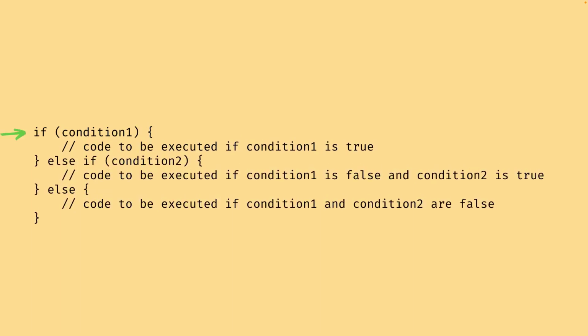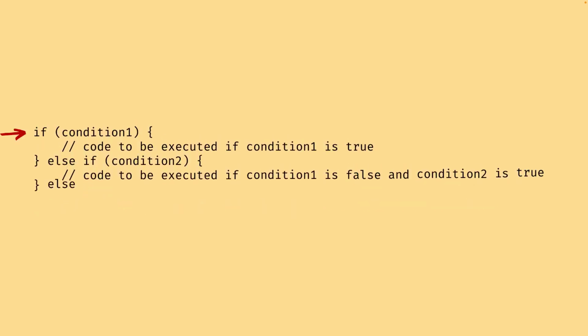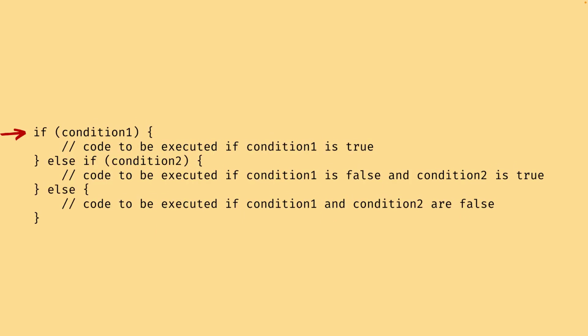If the first condition is true, it's going to execute the code in the first block, and it's not going to look at the other condition or the else block. If the condition is false, it's going to evaluate the second condition. If that condition is true, it's going to execute the code in the block associated with the else if condition. After that, it's not going to look at the else, but it's going to continue with the rest of the code.